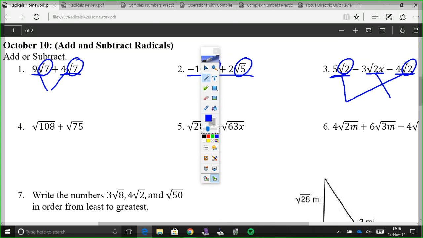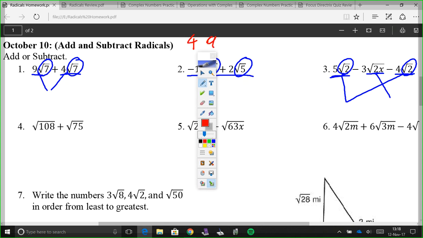You know, 108 is not a perfect square. You remember when I had all those numbers written down? 4, 9, 16, 25, 36, 49, 64, 81, 100. All right, the next one will be 121. 108 is not a perfect square, so you break it up. You find two numbers that multiply to make 108.